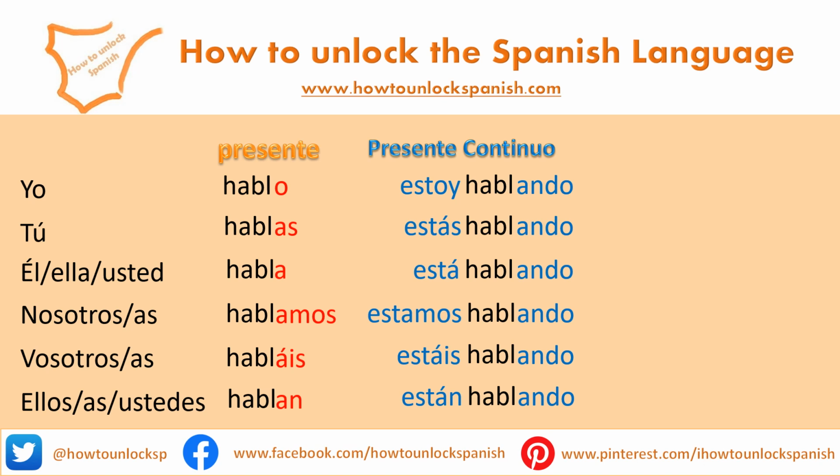Presente continuo. The action is in progress, as we said. So we are going to say I am talking, you are talking, he is talking. So we have to conjugate estar in the present tense. Estoy, estás, está, estamos, estáis, están. And for hablar, we just remove the infinitive ending -ar and we add -ando. So we say estoy hablando, estás hablando, está hablando, estamos hablando, estáis hablando, están hablando.